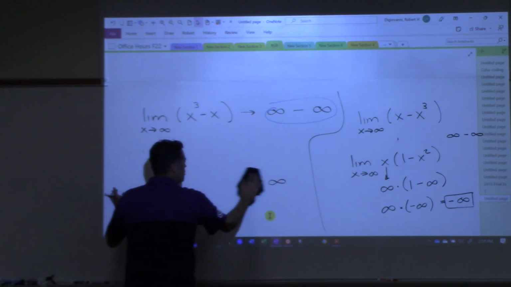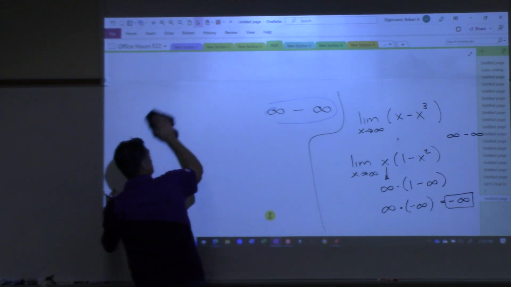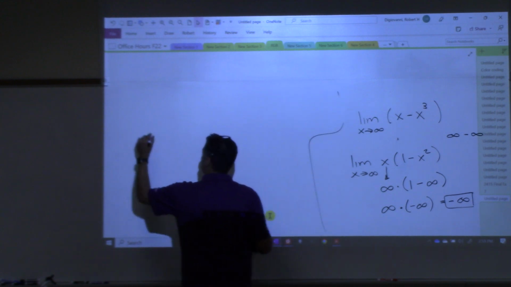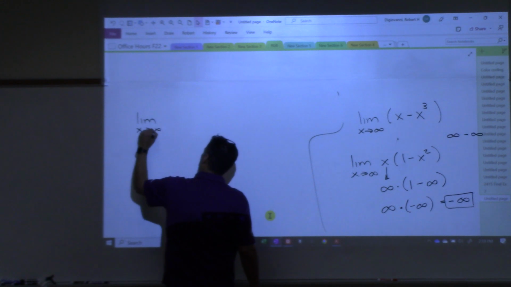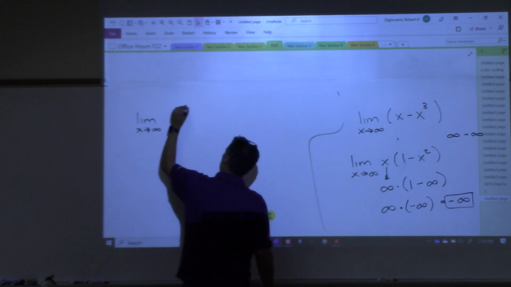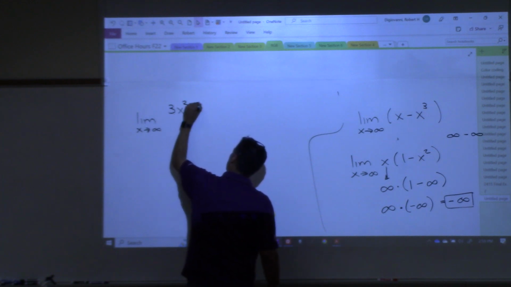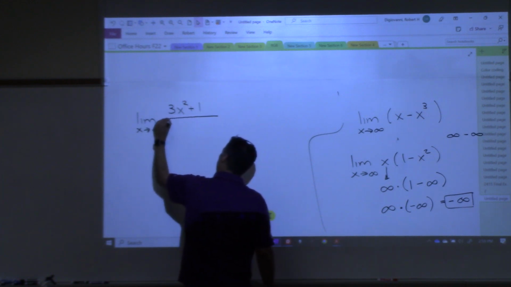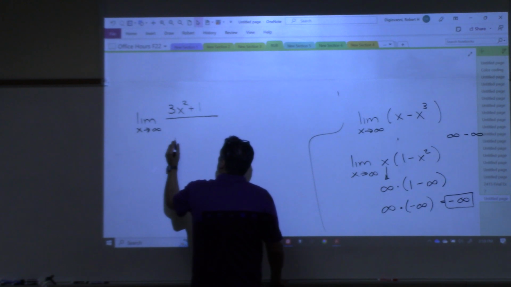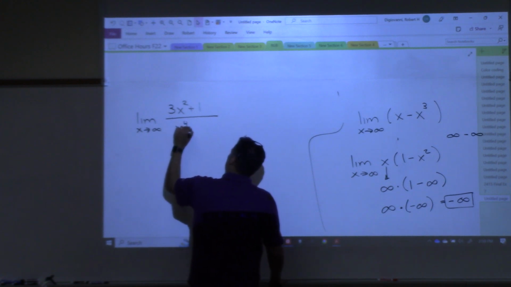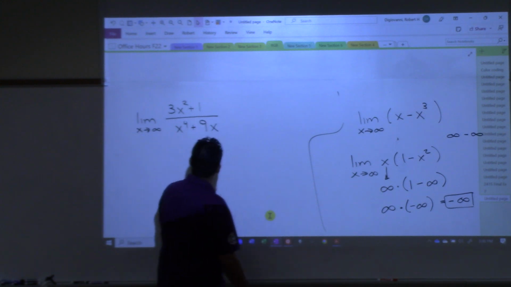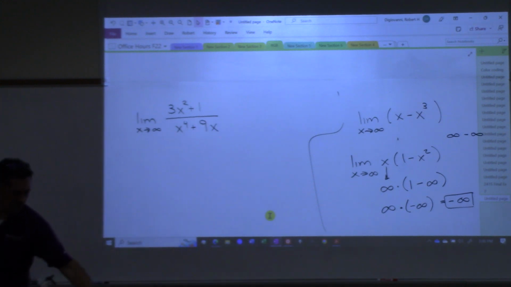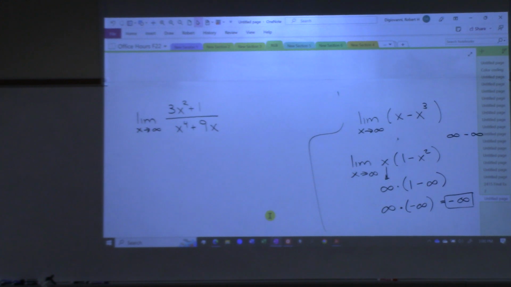So let's now do a new problem, something we have not seen. Limit as x goes to infinity of 3x squared plus 1 over x to the 4th plus 9x. How about that? Take a look at it.